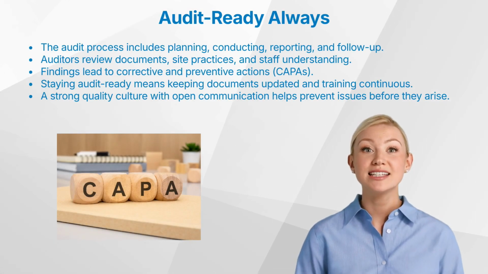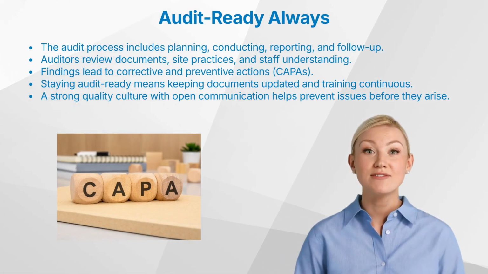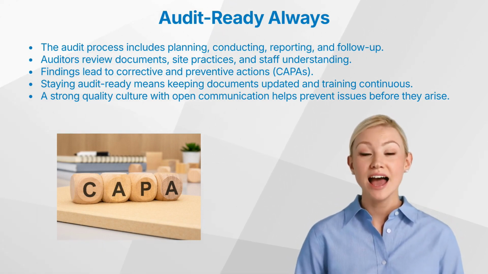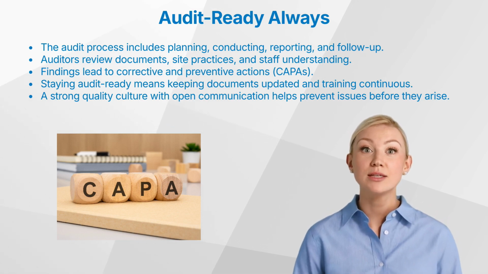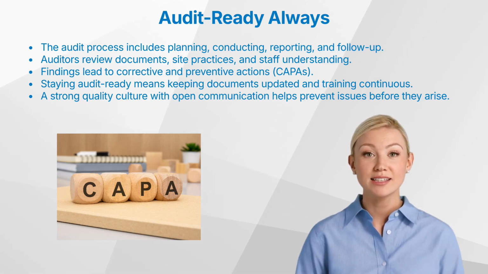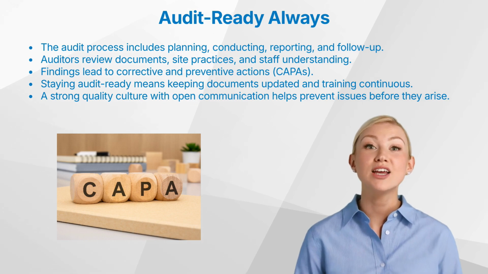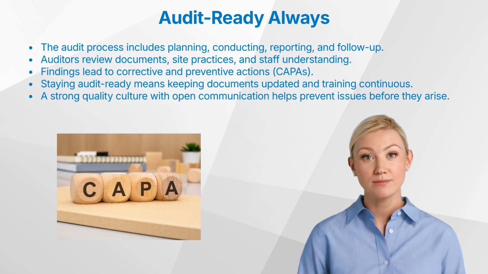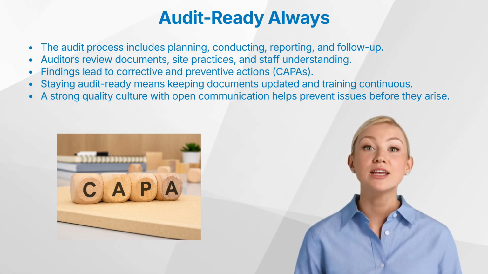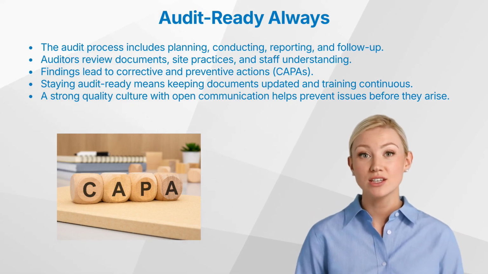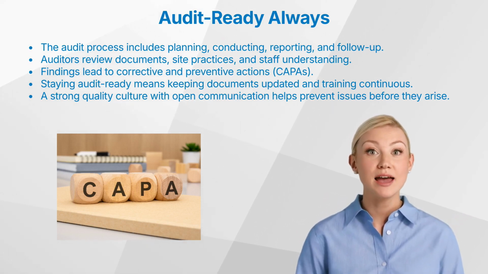So, what does the audit process actually look like? It begins with planning, defining the scope of the audit, choosing what will be reviewed, and scheduling the visit. Next comes the actual conduct of the audit. This involves reviewing documents, observing site practices, and interviewing staff to understand how the study was handled on the ground. After that, there's the reporting phase. Auditors compile their findings, note any non-compliance issues, and recommend corrective and preventive actions. Finally, we have the follow-up stage. Here, the site or sponsor implements those corrective actions, and auditors may return or request documentation to verify that the issues have been addressed and won't recur.